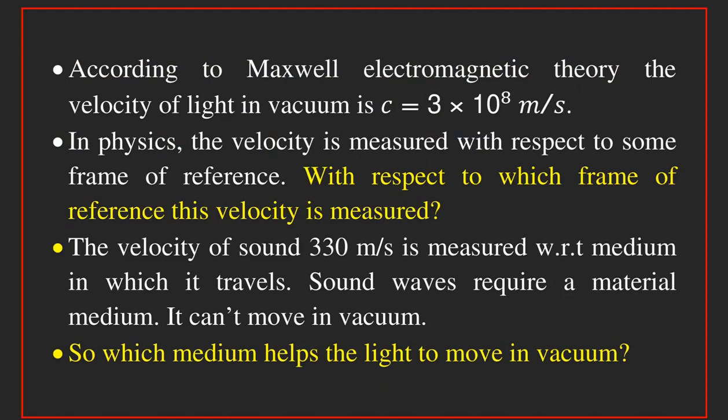According to Maxwell's electromagnetic theory of light, he found that theoretically the velocity of light in vacuum is 3 into 10 raised to 8 meter per second. It will be represented by the letter c.